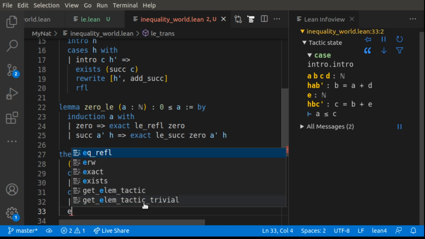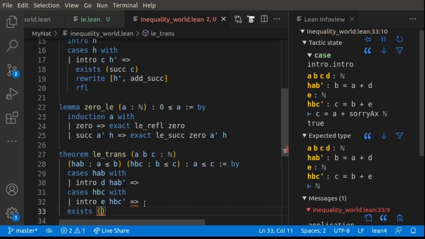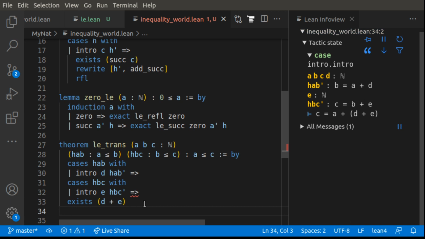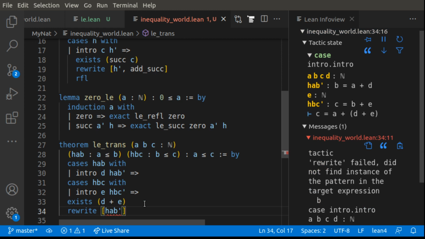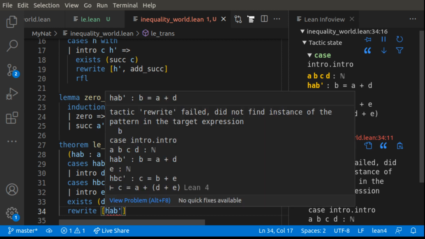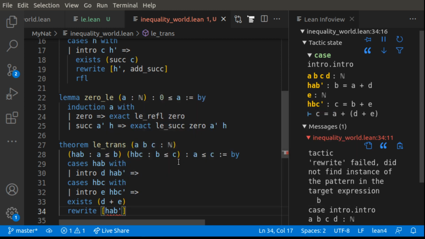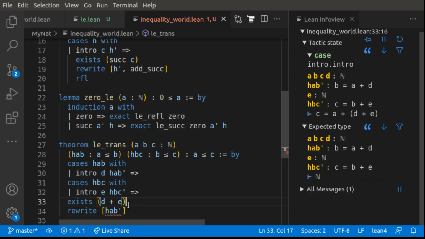So we want to do exists D plus E. Okay, C equals A plus D plus E. Okay, and then we could do rewrite HAB prime backwards. HAB prime. Or okay, this equals that.